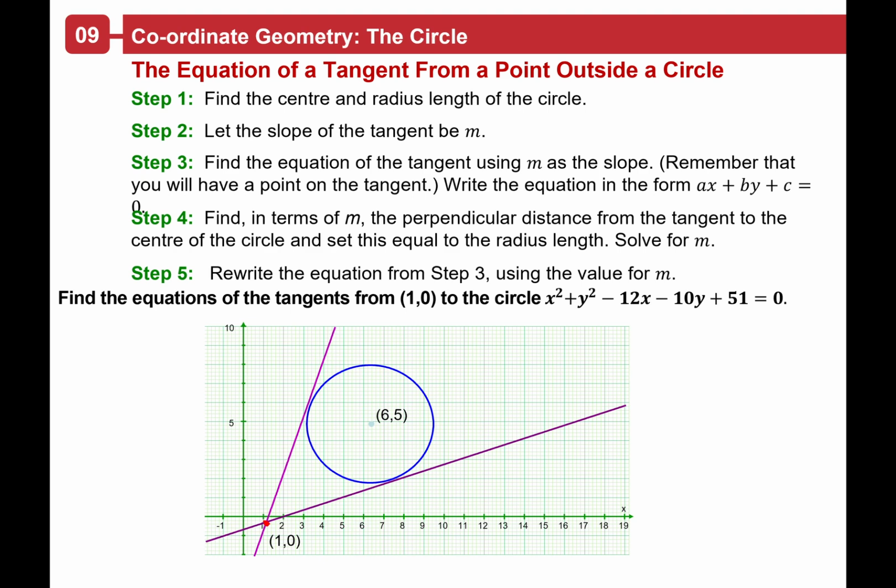Okay, so remember, to find the equation of a tangent, we know that your equation of the tangent is a straight line, ax plus by plus c equals 0.